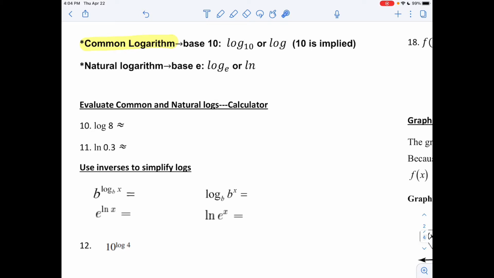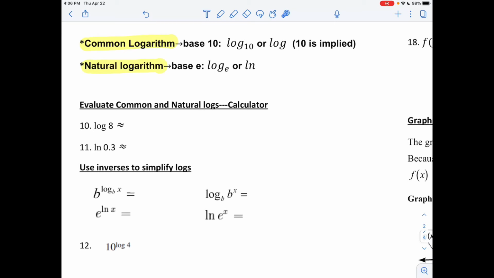The other one that you should be familiar with is the natural logarithm, and this is a base e logarithm. Instead of writing it as log base e, you will see it written as natural log, which is abbreviated, kind of backwards, as ln instead of NL. But ln is natural log. You can see both of these on your calculator, and I'm going to show you how to use your calculator to do an evaluation of these common and natural logs.